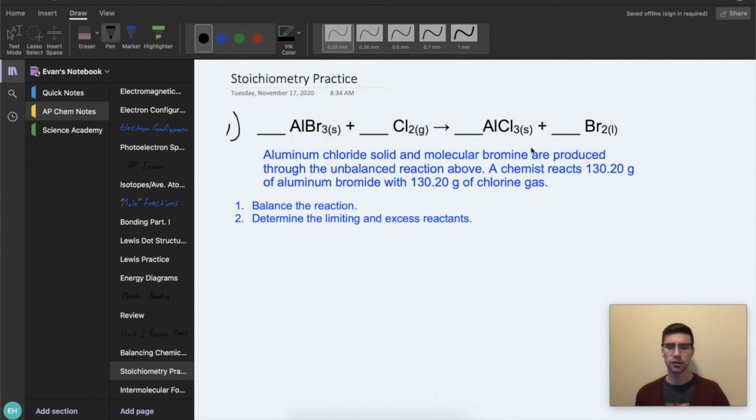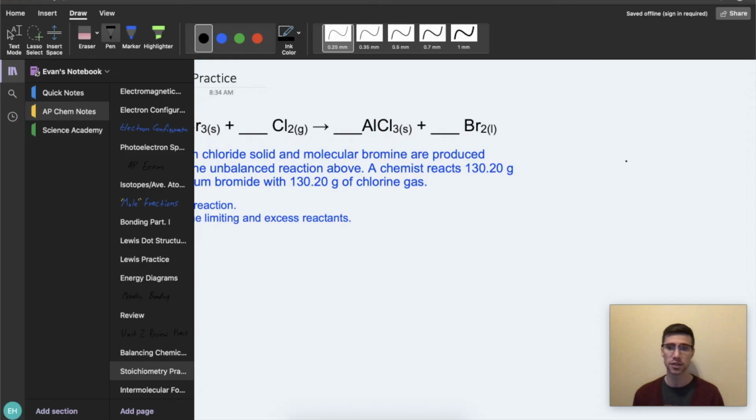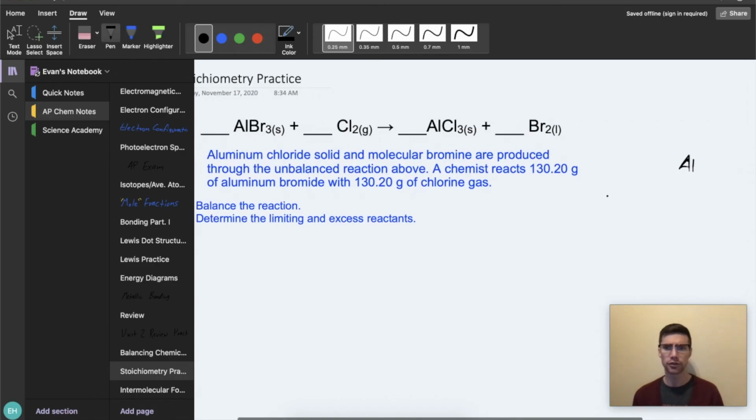If you have seen the video on my YouTube of how I balance them, you'll notice that the way I do it, I record how many of each atom I have on both the left and the right for every kind of element that's in this equation. So I have aluminum, I have bromine, and I have chlorine. And that's about it. So, make a little table here.